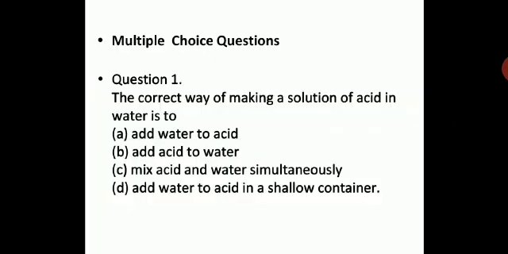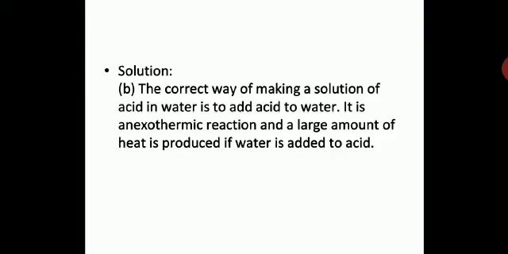So now here you have multiple choice questions. Question 1. The correct way of making a solution of acid in water is to, you have learned this because you have to take some precautions while making a solution of acid in water, because the reaction is exothermic. Add water to acid, add acid to water, make acid and water simultaneously, add water to acid in a shallow container. So you know that you have to take precaution.